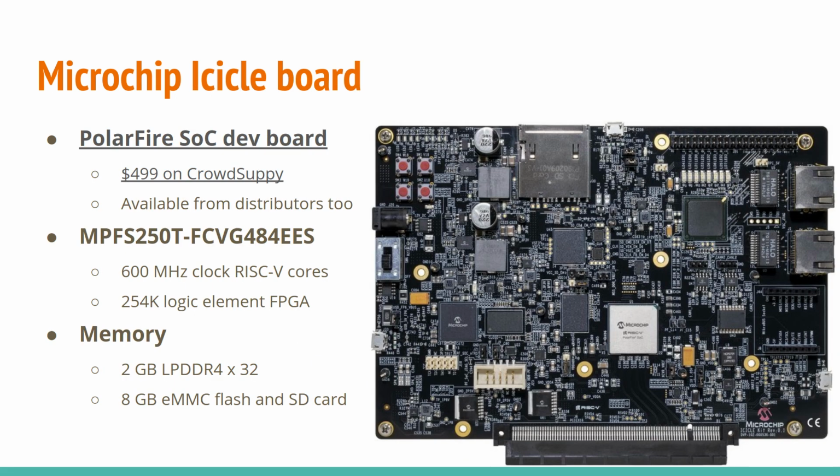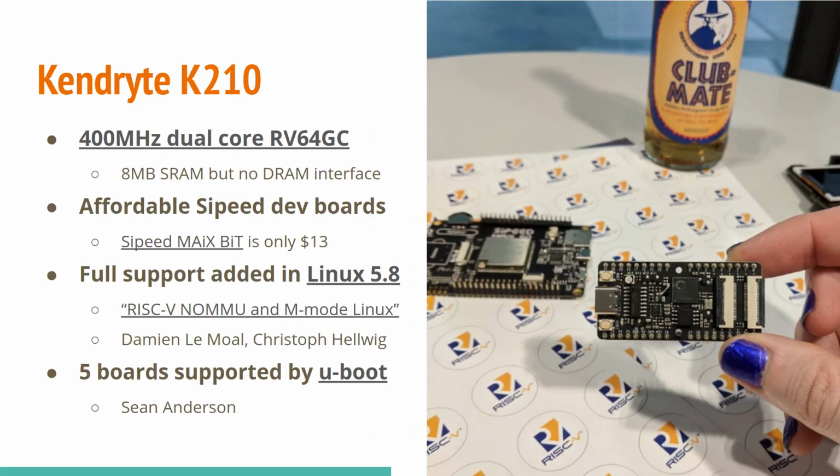And Microchip produced the Icicle board as kind of the reference dev kit. Now this is half the price of the Unleashed, and it is available from distributors. It has 2 gigabytes of memory on it and a built-in eMMC flash. But due to the fact that it has a large FPGA integrated into the SoC, it does have a higher price tag than what some people may want for a dev board.